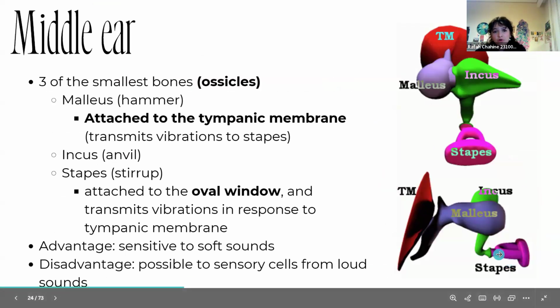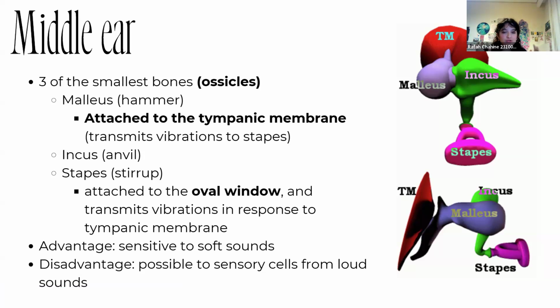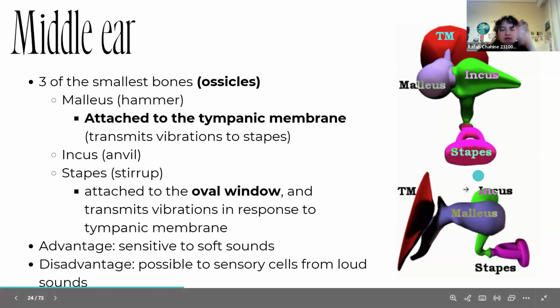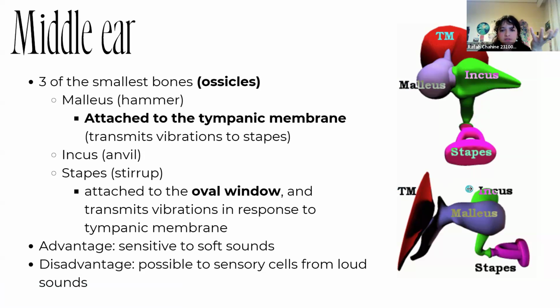But the stapes attaches to the oval window that will lead to the inner ear. And that is the major step of sound transduction, okay? Which is really interesting, and we're going to see how that works in a bit. So the advantage of these ossicles in the middle ear is that they are very sensitive to soft sounds.